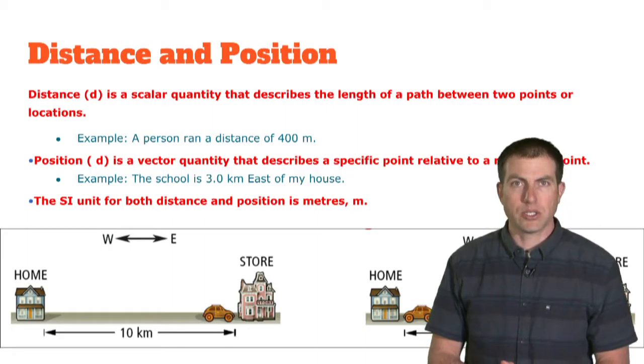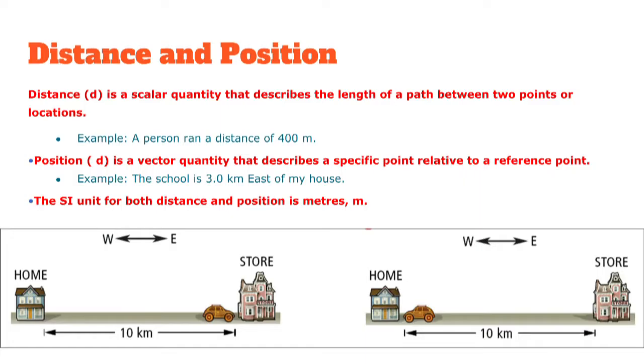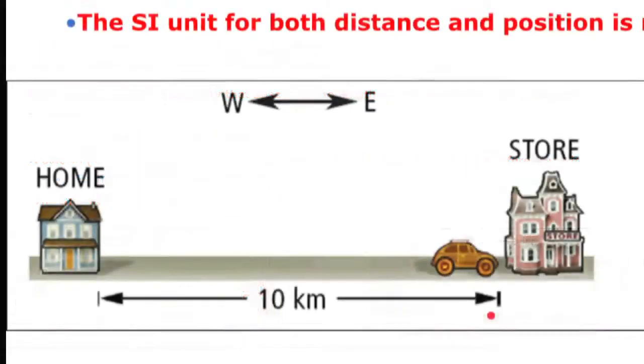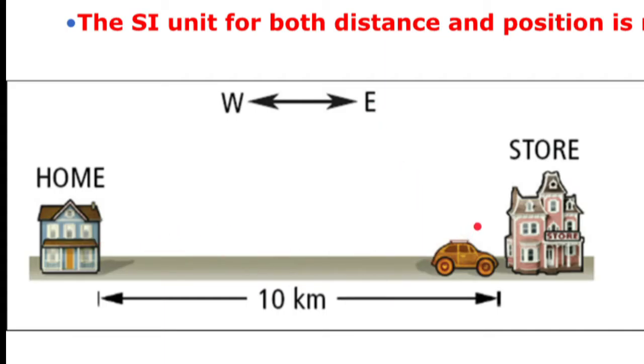So the little pictures down at the bottom here, if we talked about distance, so the first image, we've gone from home to the store. How far have we gone? So we started here at home, we drove to the store. How far have we gone? We've gone 10 kilometers. And what would be our position? Well, our position would be 10 kilometers east of home. So we started at home and we went 10 kilometers east of home to end up at the store.